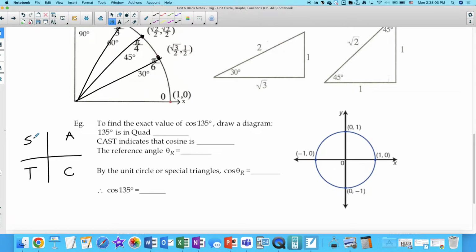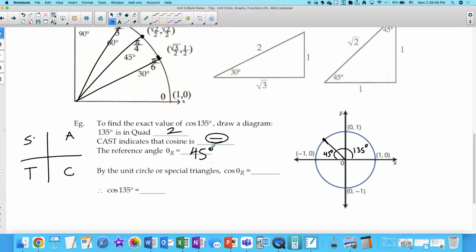Okay, back to this question. To find the exact value of cosine of 135, draw a diagram. So we've got the unit circle, and 135 is right here. This is 45 degrees, and this is 135 degrees. So it is in quadrant 2. If we're looking at the cosine of 135, will that be a positive value or a negative value? Negative. Yes, cosine is negative in the second quadrant. What's the reference angle? 45, yeah. By the unit circle or special triangles.